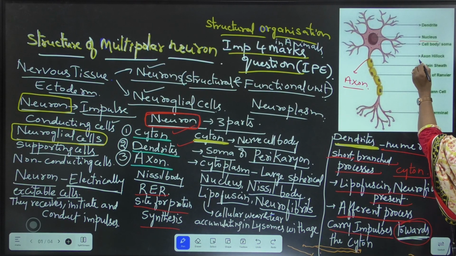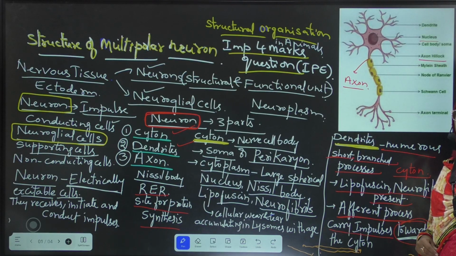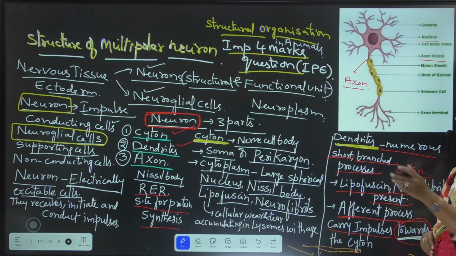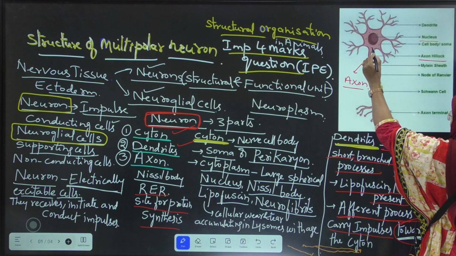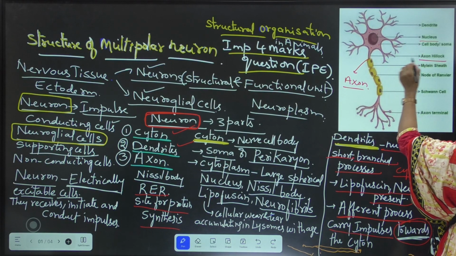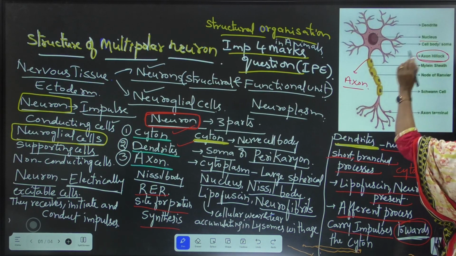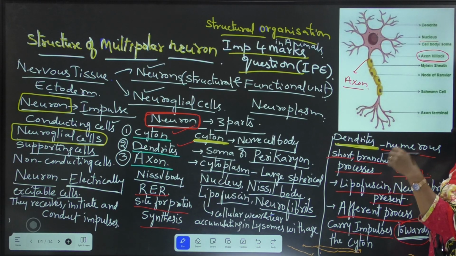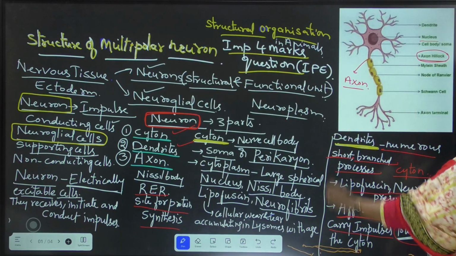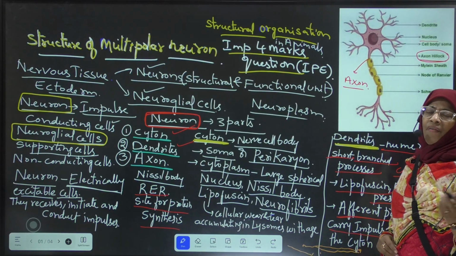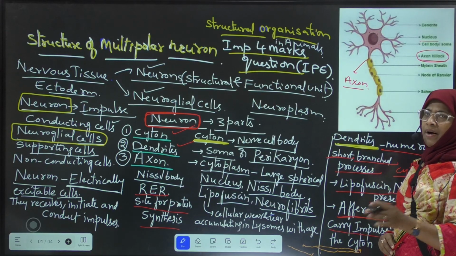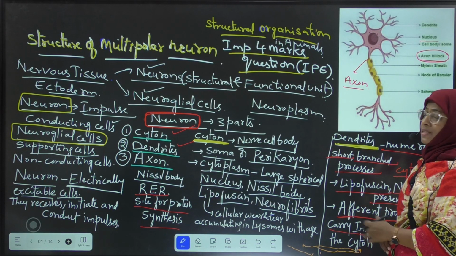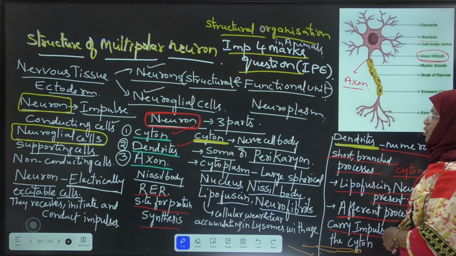Next, what is the axon hillock? The region of the cyton from which the axon arises is called the axon hillock. Next, the plasma membrane of the axon is called the axolemma, and the cytoplasm of the axon is called the axoplasm.